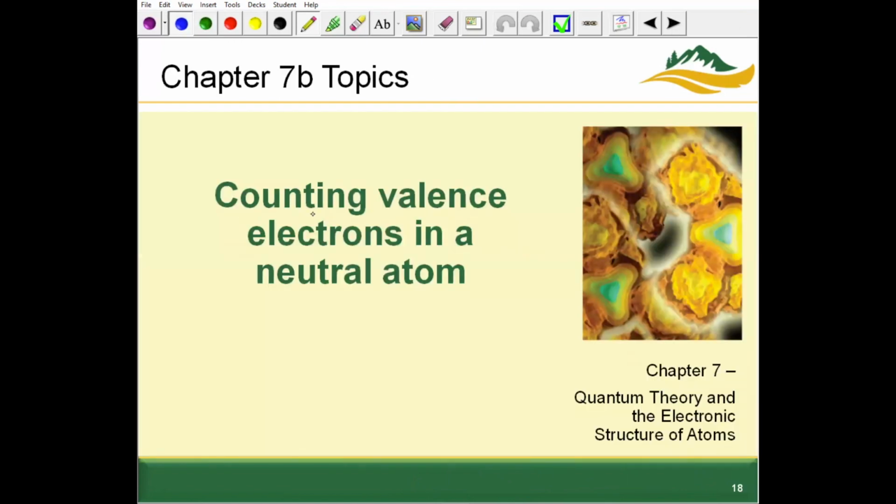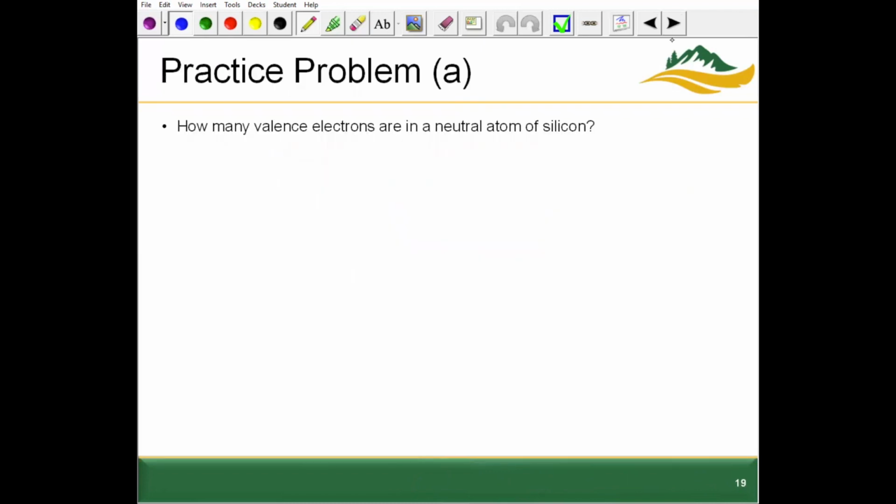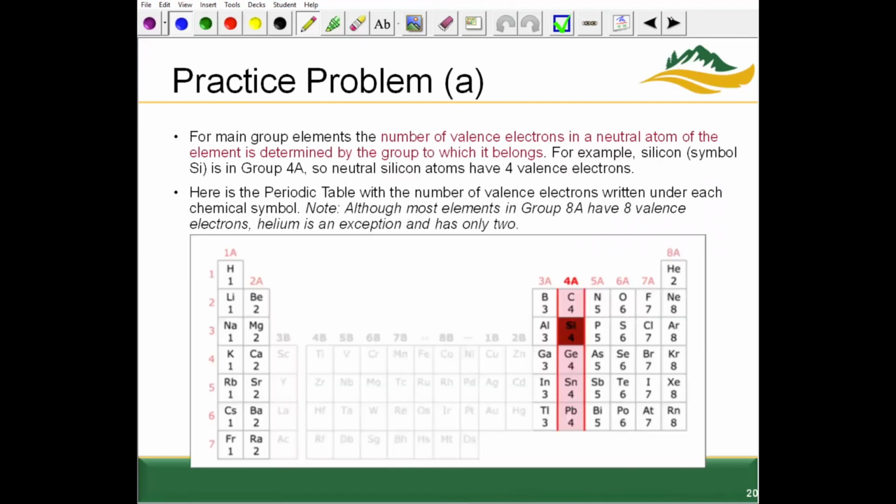Next, let's do counting valence electrons in a neutral atom. We've talked about valence electrons briefly. Let's go more into valence electrons and use the periodic table to predict the number of valence electrons. For an example, how many valence electrons are in a neutral atom of silicon? For main group elements, these and these, we generally just think about the number of valence electrons in these 2 groups and in these groups.